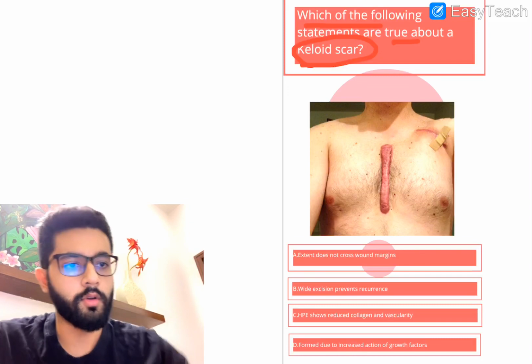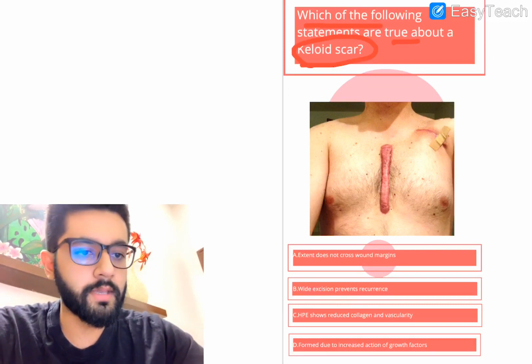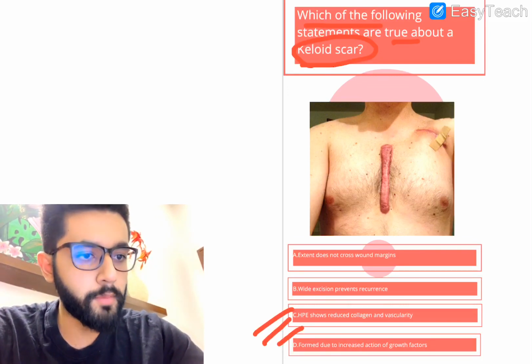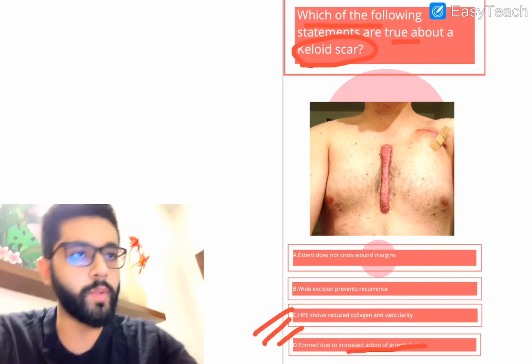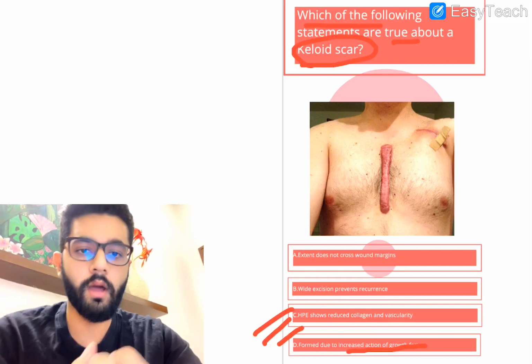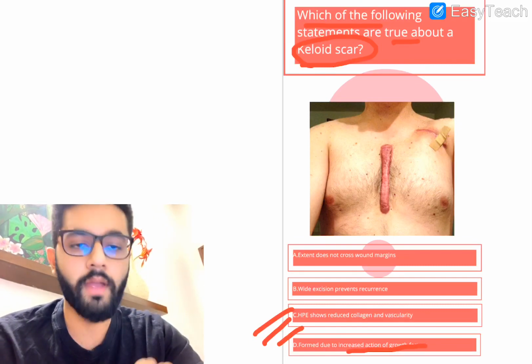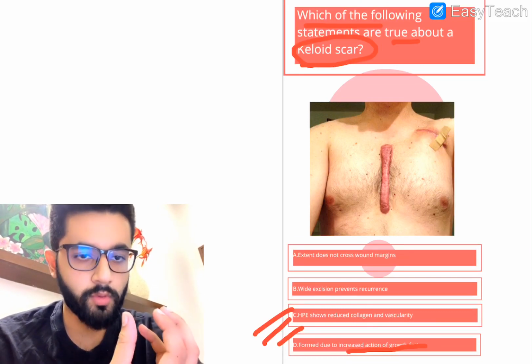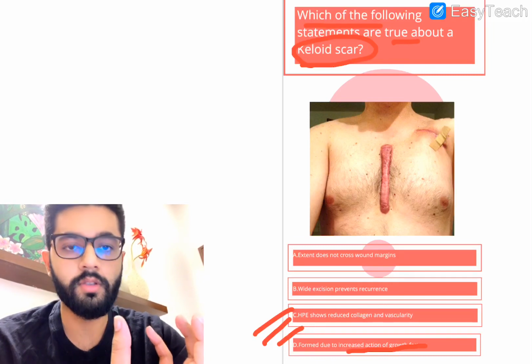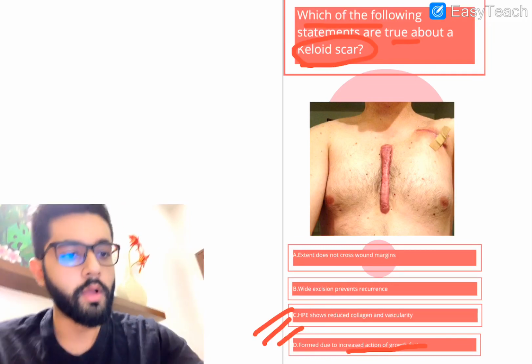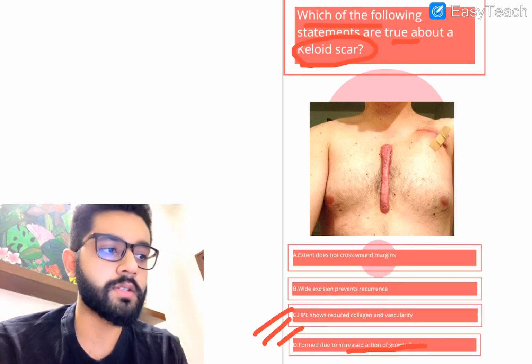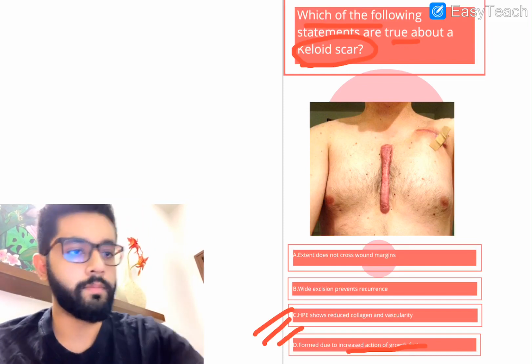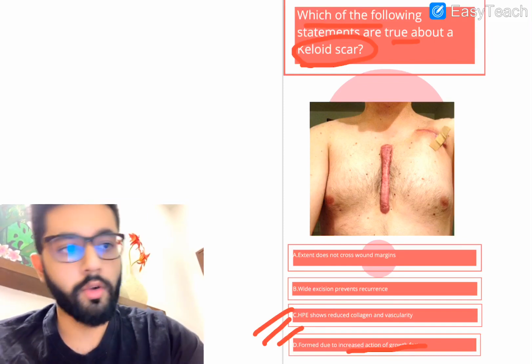Yeah. So the answer, very obvious, is D. It is formed due to increased action of growth factors. So we know that keloid is a type of hypertrophic scar in which the scar tissue or the wound tissue extends beyond the initial injury or initial site. So it obviously has to be due to increased growth. So let's look at the other options and try to rule them out also.